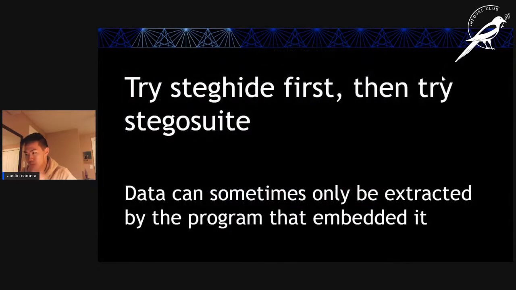All right, so another thing to point out is you should try StegHide first and then try StegoSuite. So what StegoSuite is, it's the GUI version of StegHide. They are the same tool, but sometimes data can only be extracted with one or the other. So if you get stuck, try using StegHide and StegoSuite. That's I guess just a little tip there.